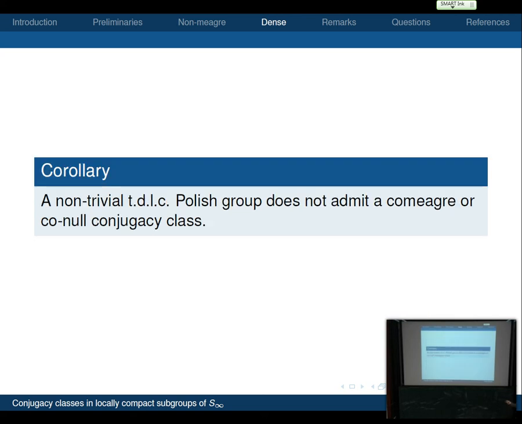And the corollary is a non-trivial T.d.l.c. Polish group does not admit a co-meagre or co-null conjugacy class.